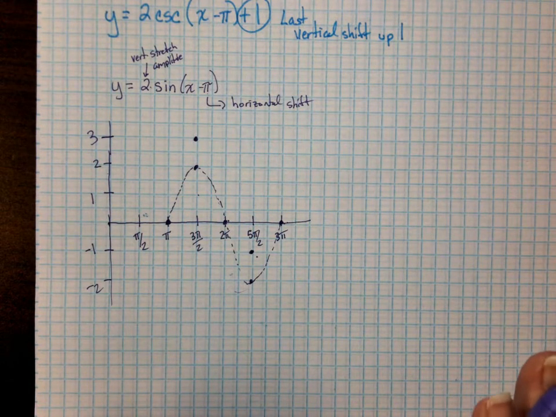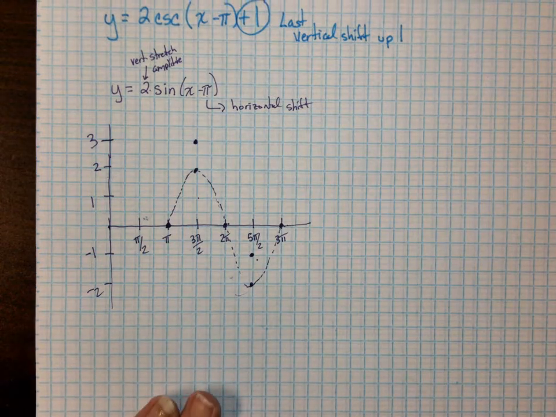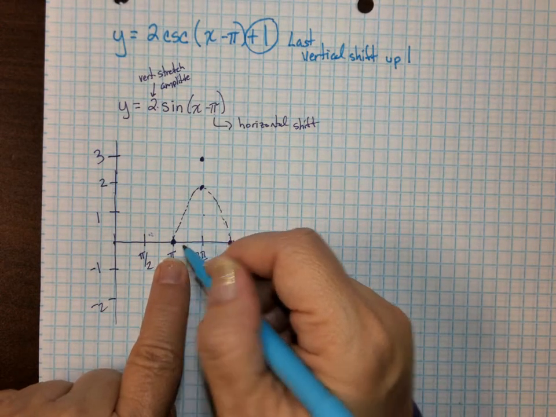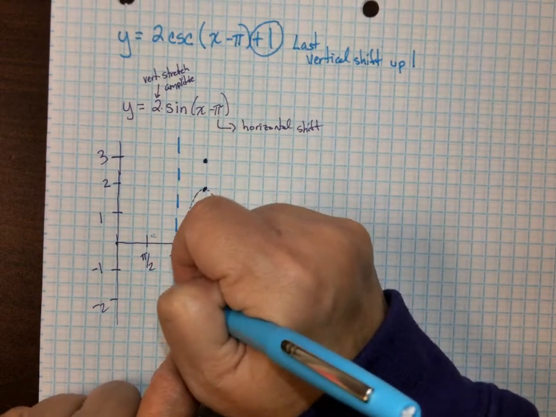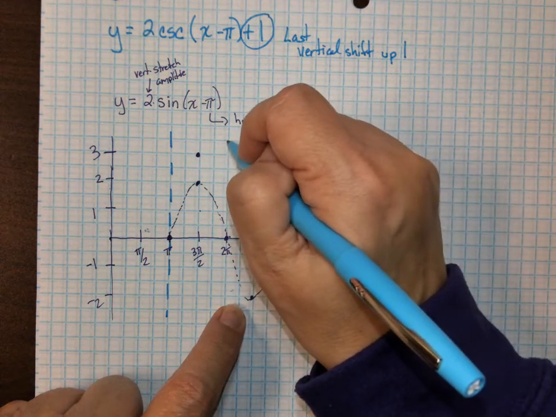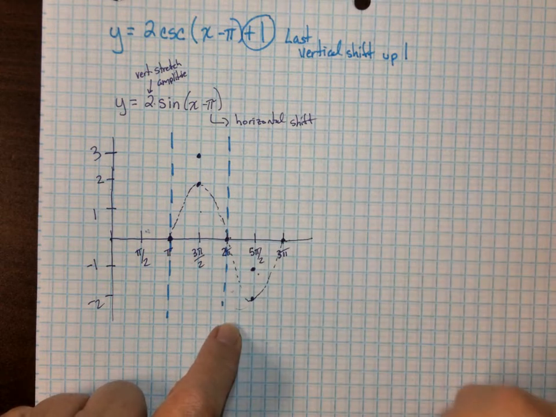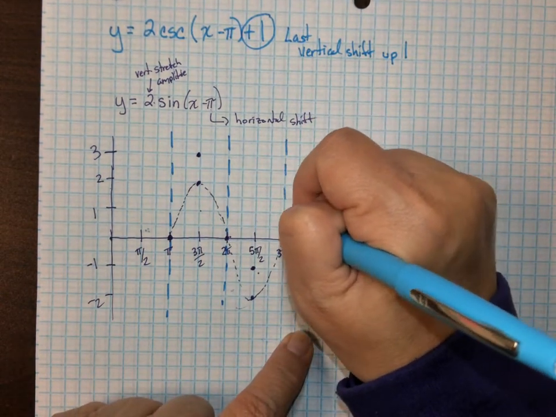And that's all we really need to mark. Because remember, we're not really graphing sine. We're graphing sine to help us do cosecant. So what do I know about my cosecant? I know that wherever sine is 0, my cosecant has an asymptote. So there's one at pi. There's an asymptote at 2 pi. And there's an asymptote at 3 pi.